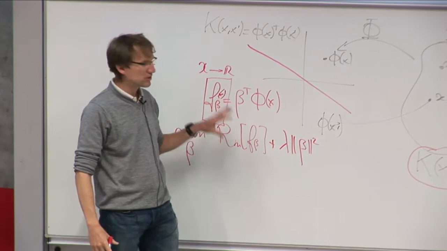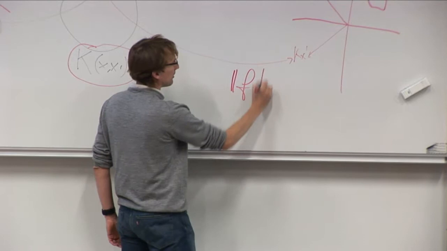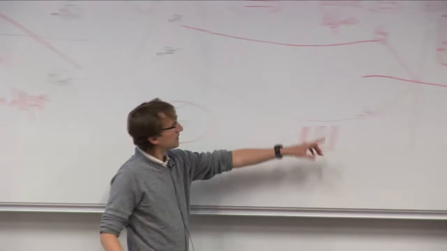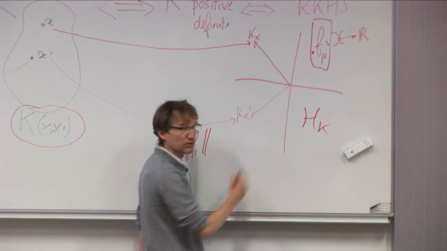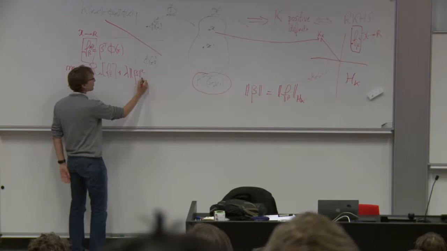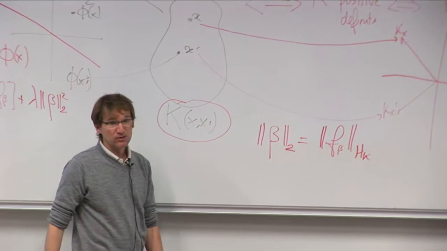And in terms of norm, this is important: the norm of this function, let's call it f beta. If it's this kind of function, then the norm of this function in this space, usually we call that H_k, the RKHS associated to the kernel k, the norm of f in H_k is in fact equal to the norm of beta in this space. Here I just call that the L2 norm. So it's just the L2 norm of beta. Again, it's not trivial.